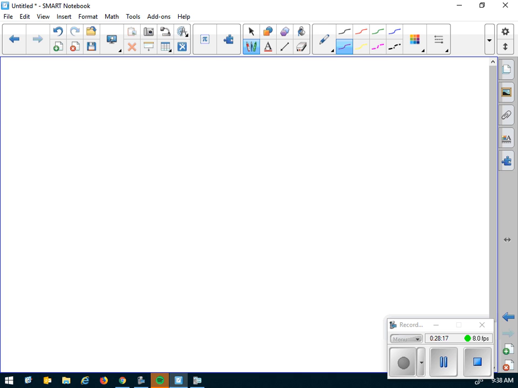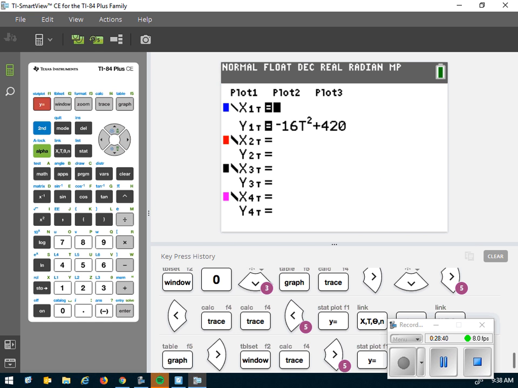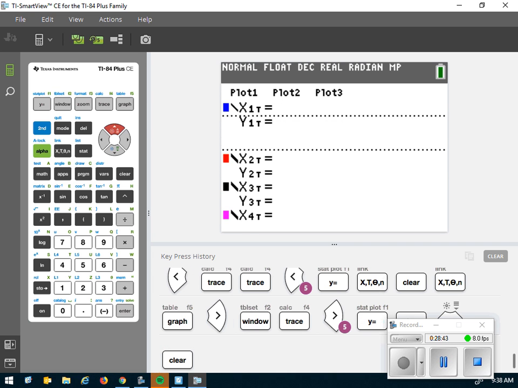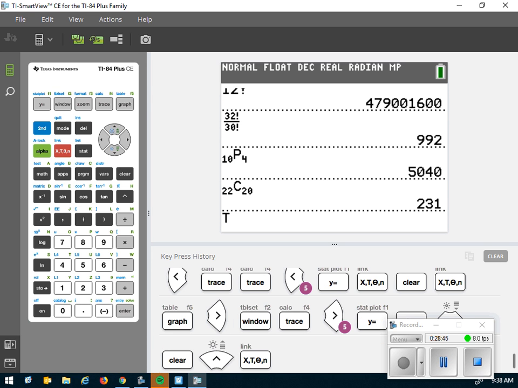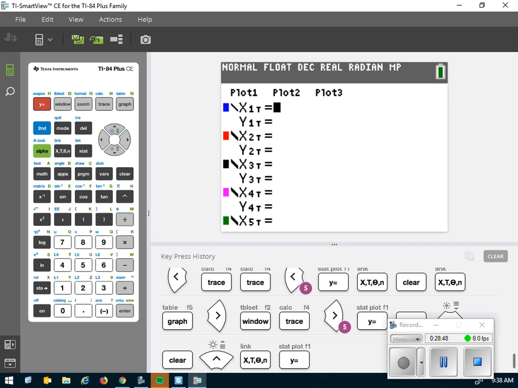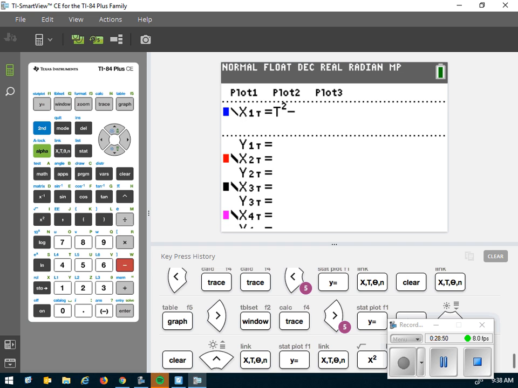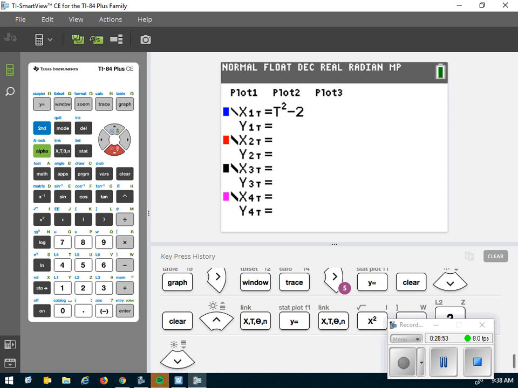So what we're going to graph, we're going to go to your calculator and we're going to graph t squared minus 2 and 3t. Okay? And what we're going to do, we're just going to look at them on some different t intervals. So go to your calculator and put those two equations in x1 and y1. So what did I say? T squared minus 2 and 3t.